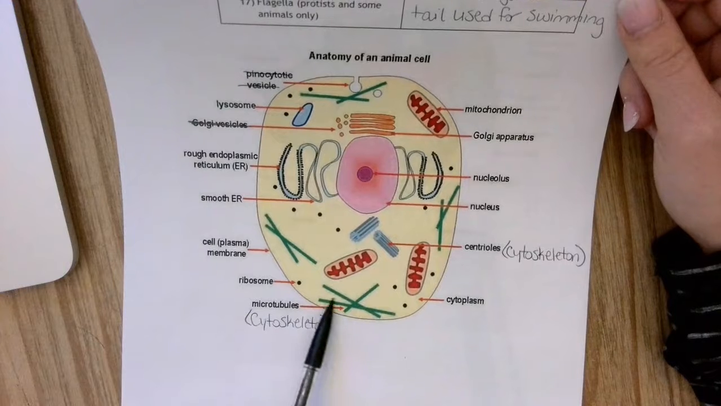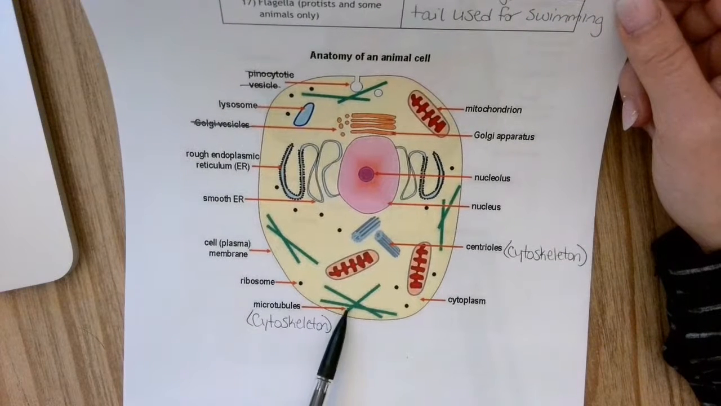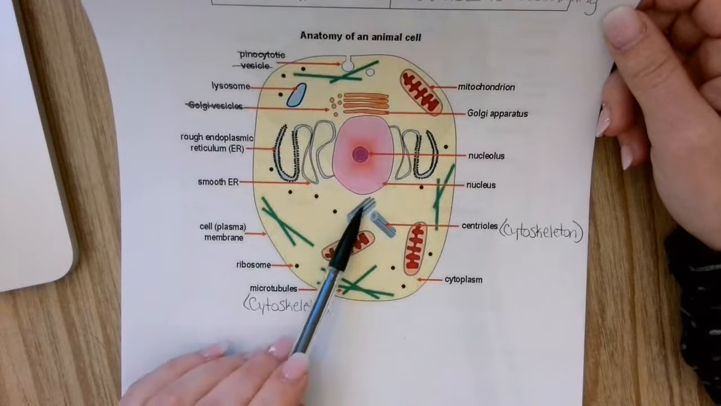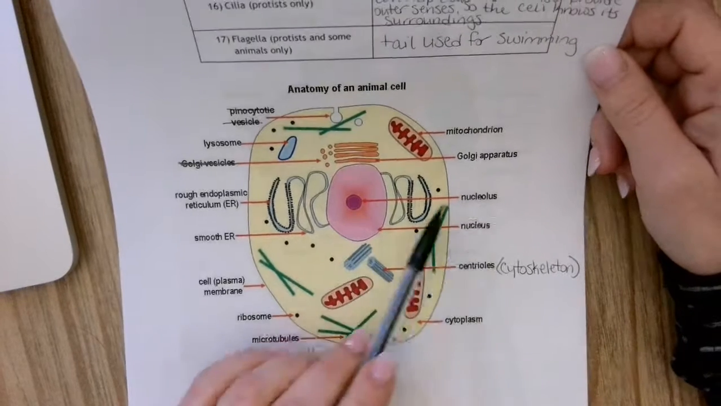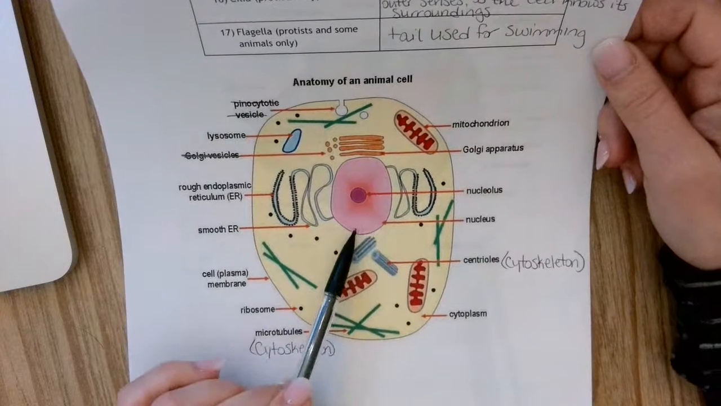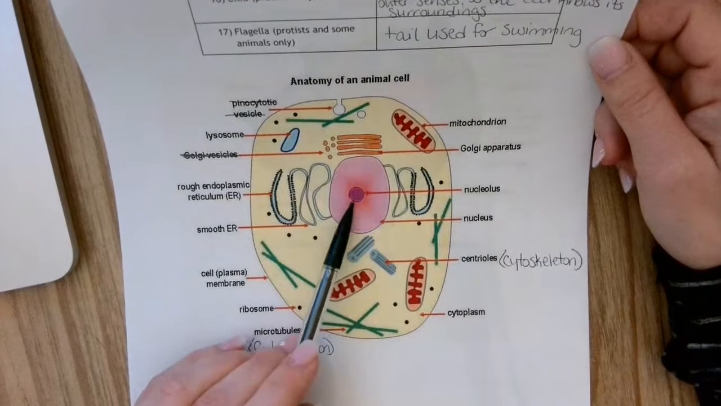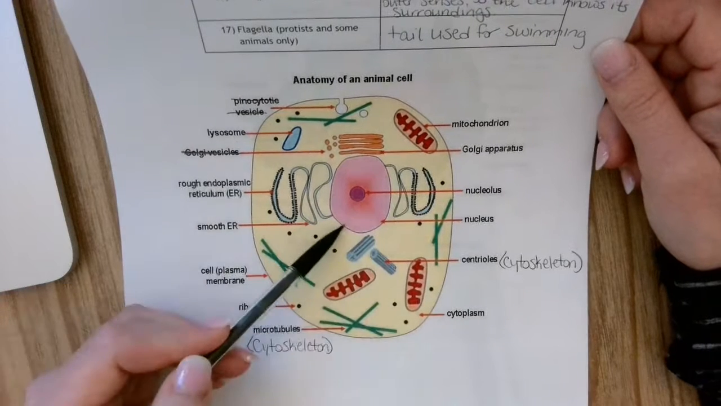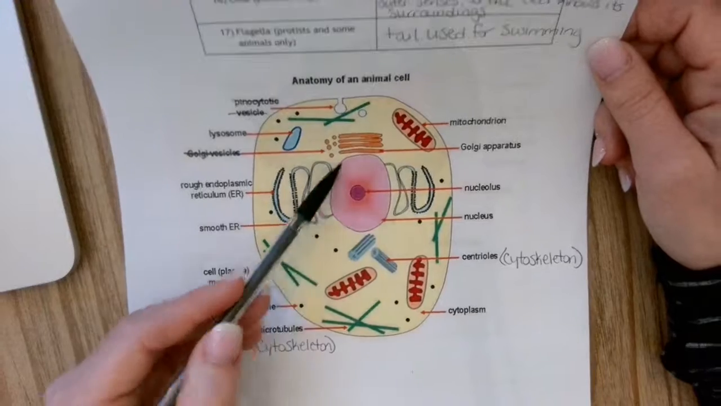And then right here you have microtubules. They kind of even look like bones or skeleton, if you will. Right here are centrioles. Centrioles are also part of the cytoskeleton. And then the nucleus is this inner circle right here that holds the DNA. And then the nucleolus is this super inner circle that makes the ribosomes. And then, of course, the nuclear membrane or the nuclear envelope would just be the outer layer of the nucleus.